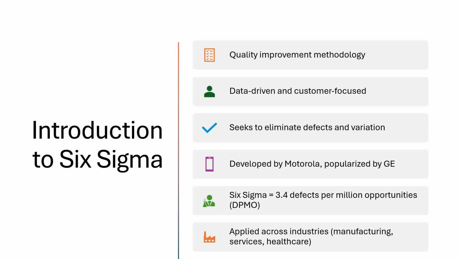Then comes the third point. It seeks to eliminate defects and variation. Six Sigma aims for near perfection by identifying, analyzing, and eliminating causes of defects and reducing process variation. Variation is the enemy of quality. Remember, variation is the enemy of quality. A process that is too variable will produce inconsistent results leading to customer dissatisfaction.